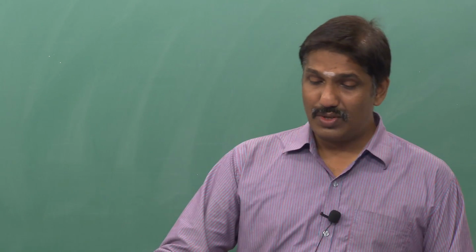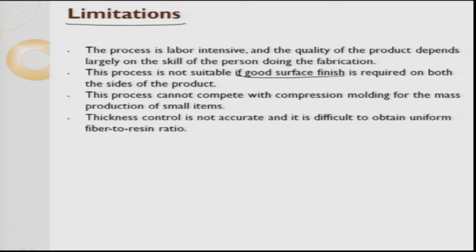The process is not suitable if good surface finish is required on both sides. That means to say, if you want both sides surface finish, you need to have a female die and a male die, and then it becomes a closed mold process. But here it is an open mold process. The process cannot compete with compression molding for mass production of small items.